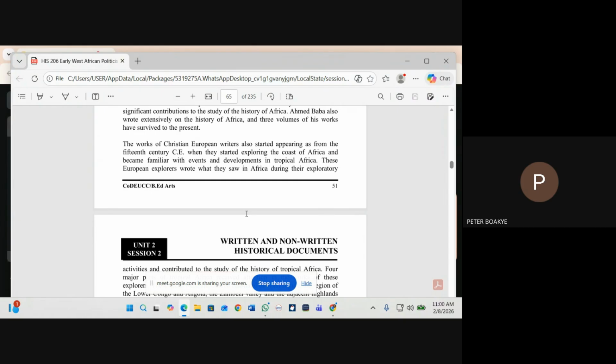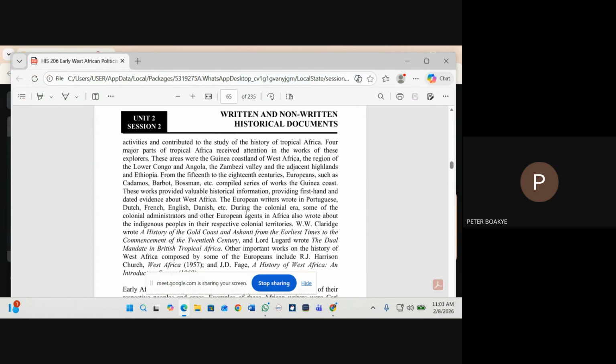The works of Christian European writers also started appearing from the 15th century, written by those who came here, as well as those who came to the coast. These areas were the Guinea coastland of West Africa, and the regions of the Lower Congo and Angola.